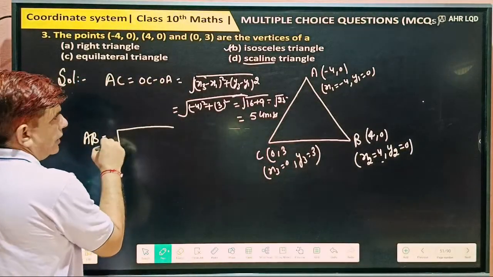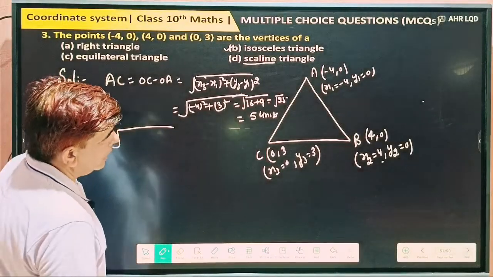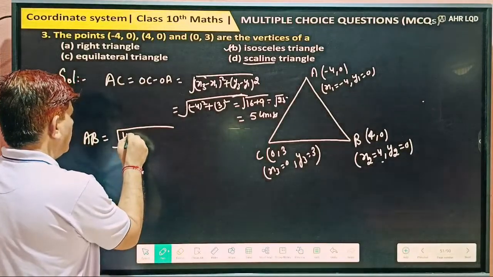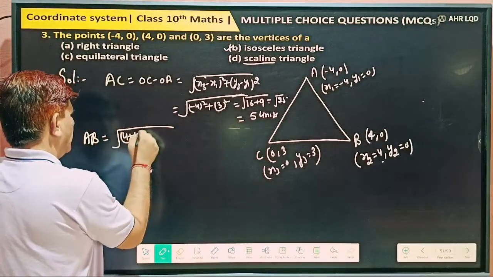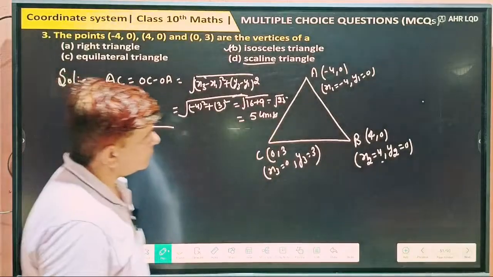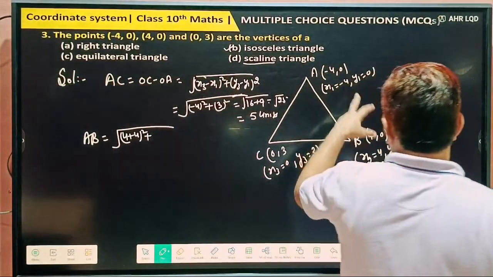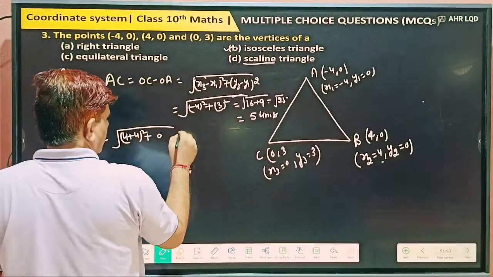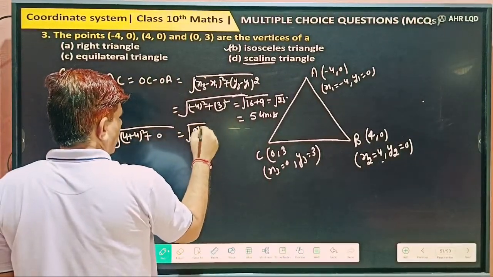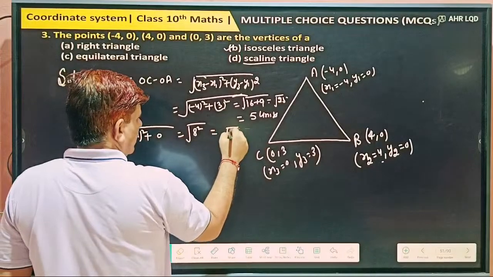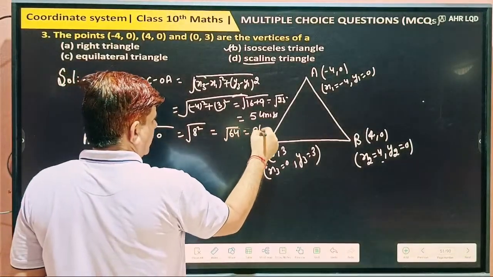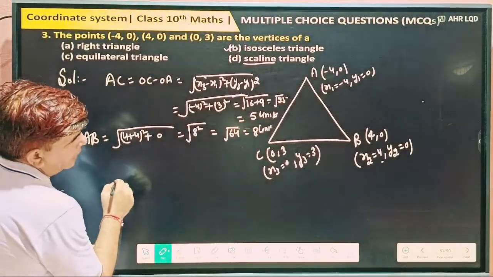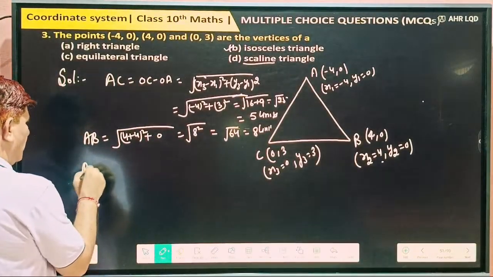Directly I am writing here AB equal to what? x2 minus x1, 4 minus (minus 4), whole square, plus y2 minus y1, 0 minus 0, whole square. So 4 plus 4, under the root 8 square, is equal to under the root 64, is equal to 8 units. Then having found AB and AC, find out BC.